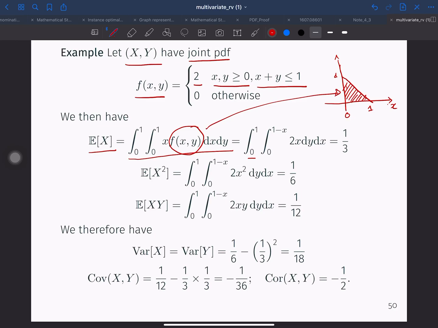So x goes from 0 to 1. y plus x is less than or equal to 1, so y goes from 0 to 1 minus x. And so this integration will give you 1 over 3.